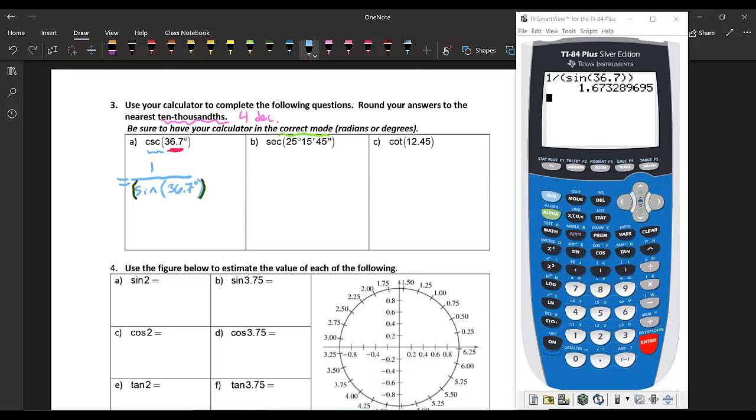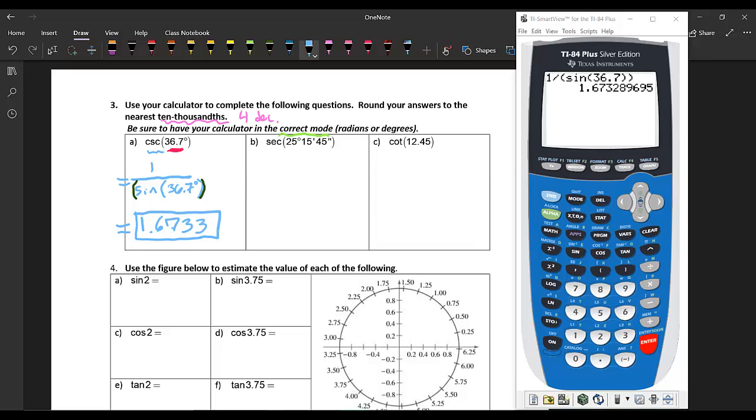I need to round out to 4 decimal places. So this is going to equal 1.6733. It looks like a 2, but the 8 comes after it, so my 2 rounds up to a 3. Okay, and that was the cosecant of that angle.